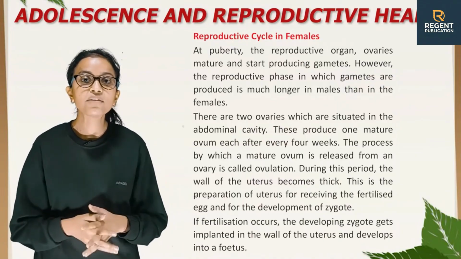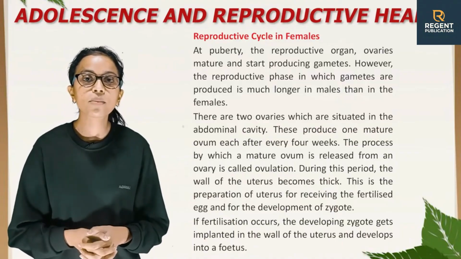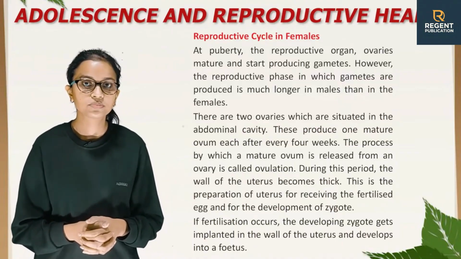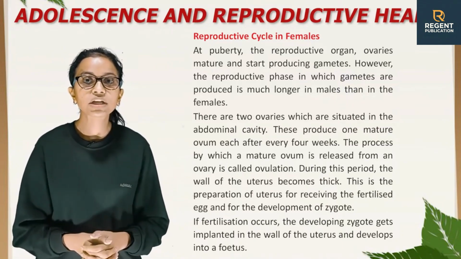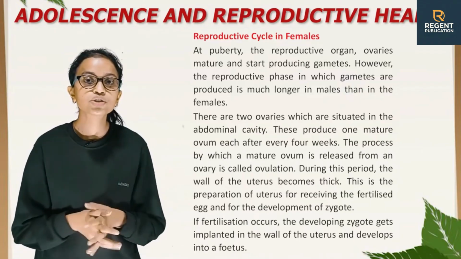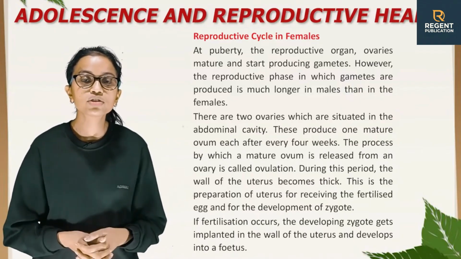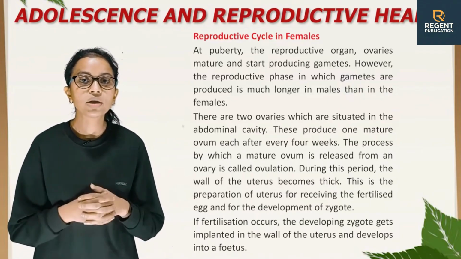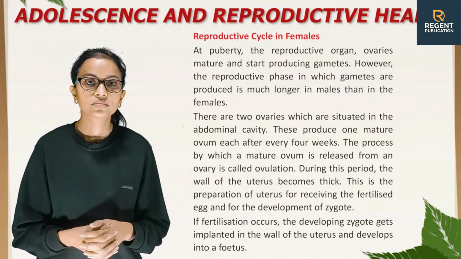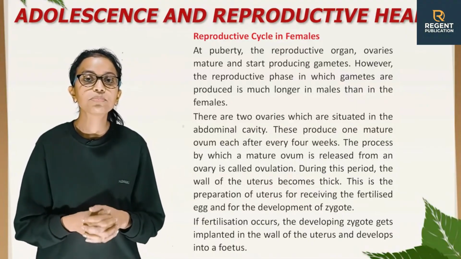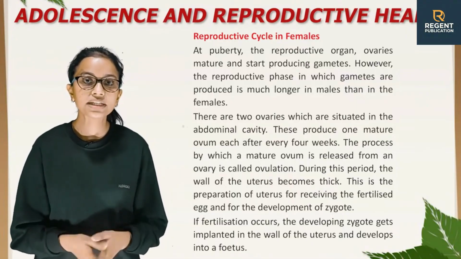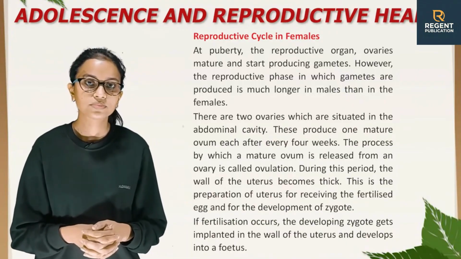The process by which a mature ovum is released from an ovary is called ovulation. During this period, the wall of the uterus becomes thick. This is the preparation of the uterus for receiving the fertilized egg and for the development of the zygote. If fertilization occurs, the developing zygote gets implanted in the wall of the uterus and develops into a fetus.